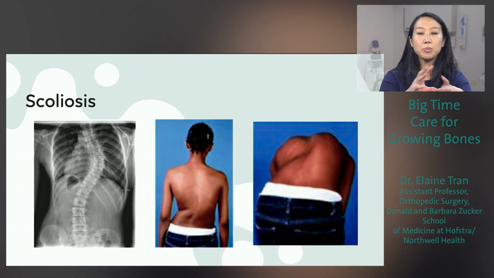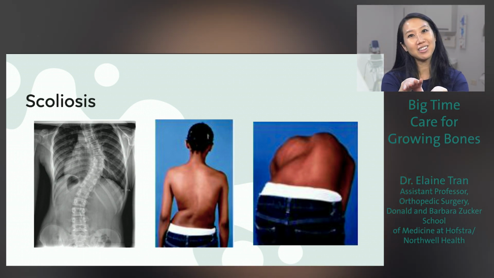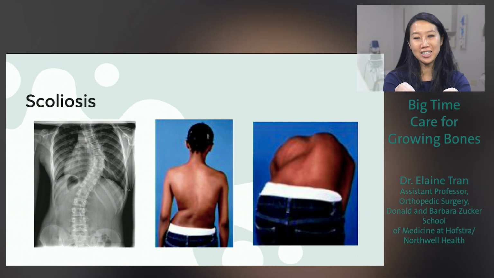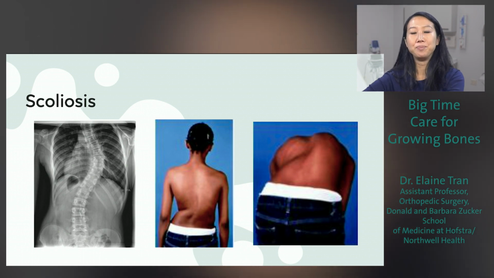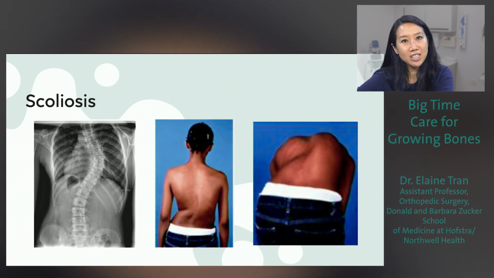So if the curve is primarily in the lumbar spine, when your kid bends forward, you may notice that the muscles on the lumbar spine look higher or bigger than the other side. And it's not that the muscles are different. It's because of the rotational difference or asymmetry that occurs with scoliosis. And so if there's any concern on the screening exams, then you would come and see us in the office.